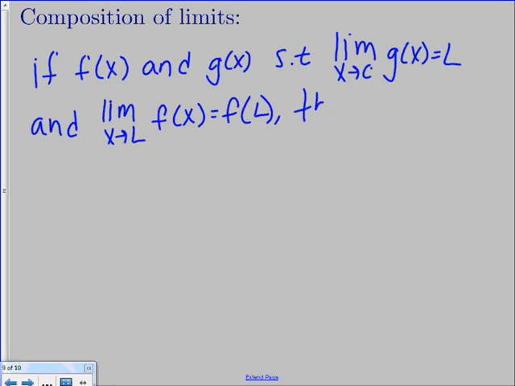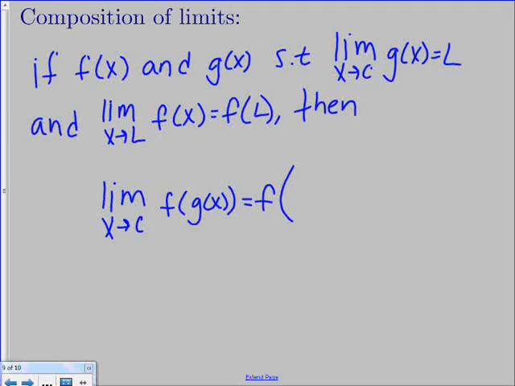Then we have this really important result. So then the limit as x approaches c of the composition of these two functions, or f of g of x, is just going to be the same thing as taking f and moving that limit inside, so f of the limit as x approaches c of g of x, which is just going to be equal to f of L. So pretty straightforward. It just means that you can move that limit inside to work with the inside function first and then plug into the outside function to get your final answer.